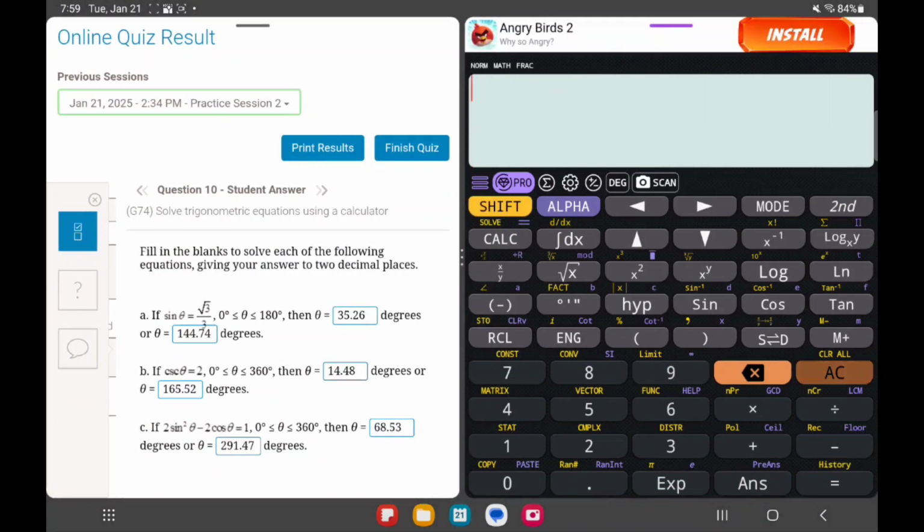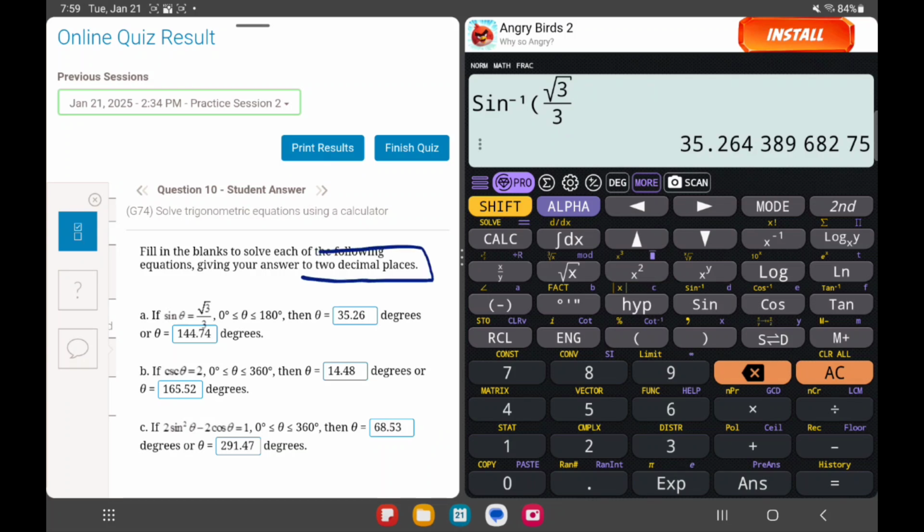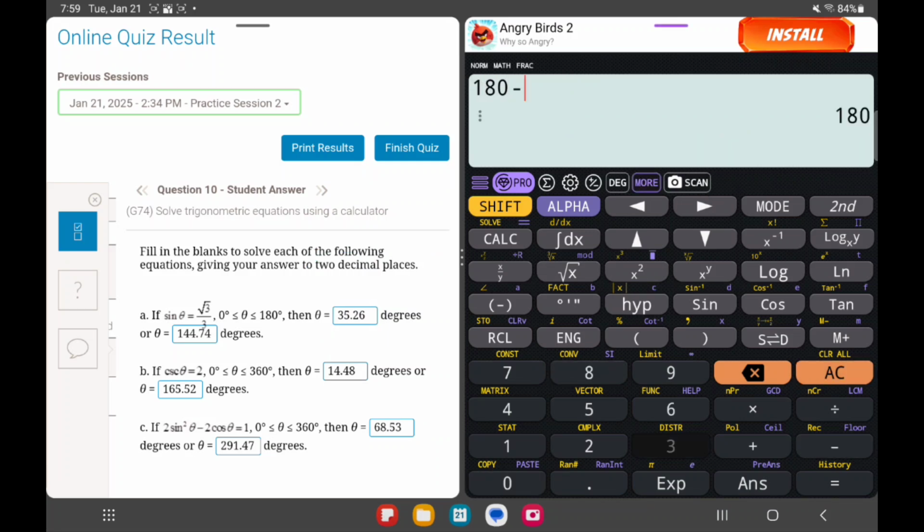Do shift, sine, radical 3 over 3. You get 35.26 for whatever. They want 2 decimal places. They say get here. So 35.26. And that's how you find that answer. And like I said, sine rotates every 180. So 180 minus 35.26 equals 144.74. And that's how you find this answer. Okay?